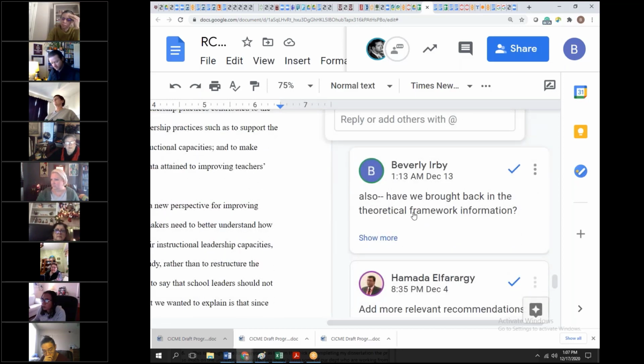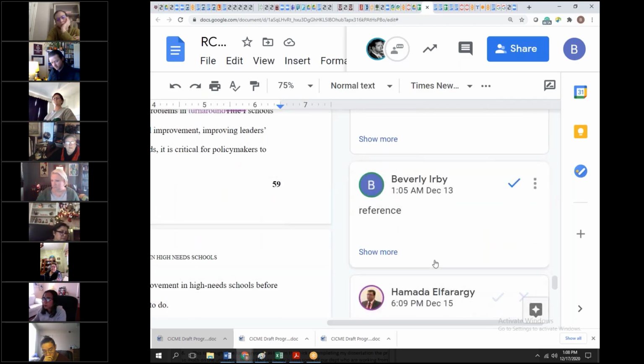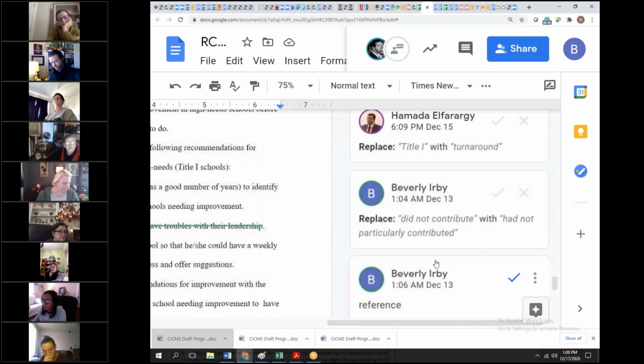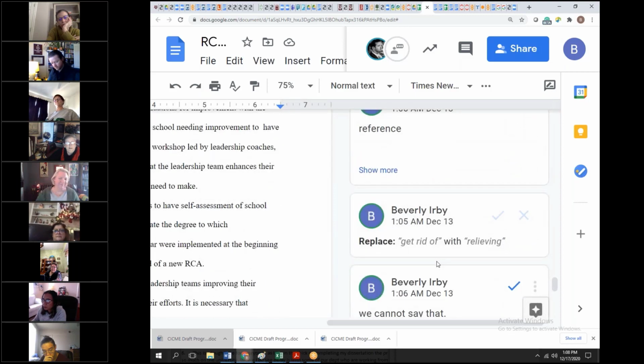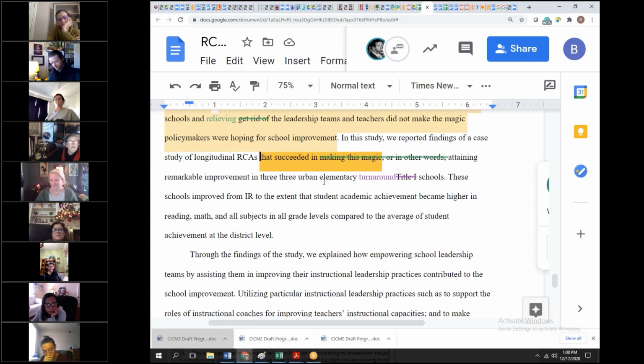Also, here's my other question, the one that I talked about earlier. Have we brought back in the theoretical framework information? And he's saying add more relevant recommendations. So he's making notes to himself as well. I'll say reference. Something I said we cannot say that.